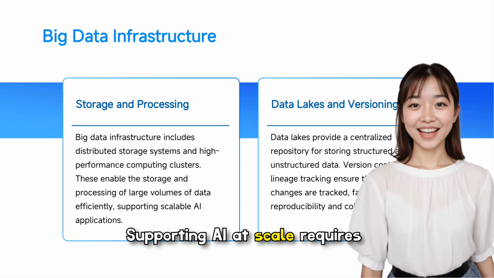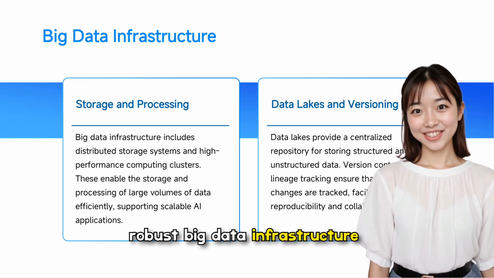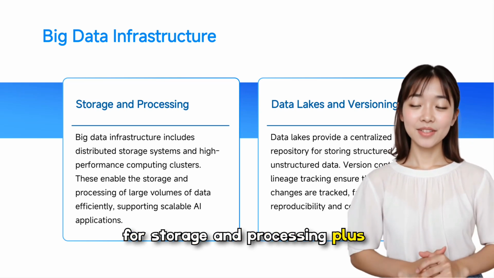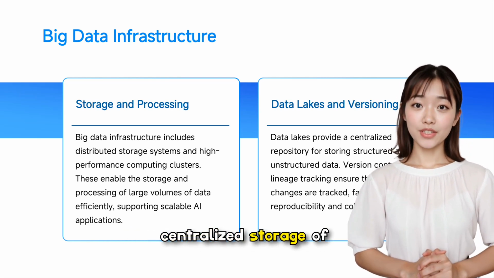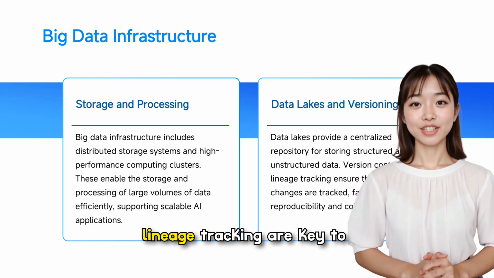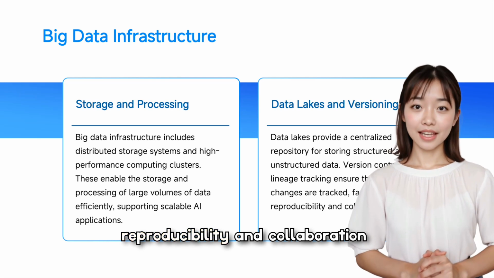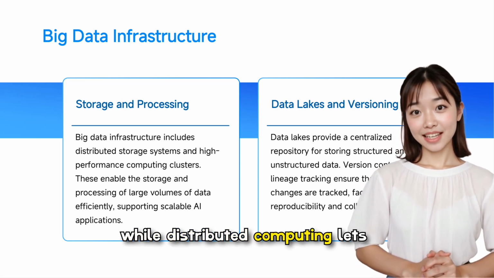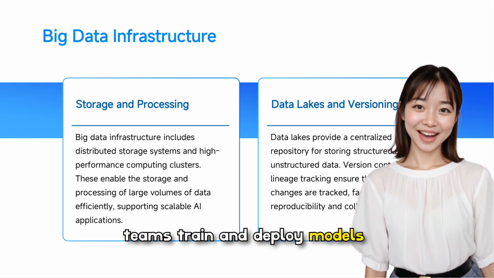Supporting AI at scale requires robust big data infrastructure for storage and processing, plus systems like data lakes for centralized storage of structured and unstructured information. Versioning and lineage tracking are key to reproducibility and collaboration, while distributed computing lets teams train and deploy models efficiently across large datasets.